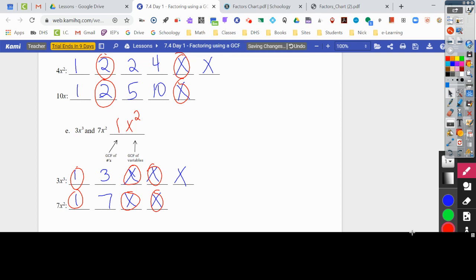This term has an extra x, but that's okay because this one does not, so it can't be a greatest common factor. So my GCF of 3x to the third and 7x squared is 1x to the second, or simply, I can just write x to the second power. I don't have to have that 1 there, but I can if I want to.